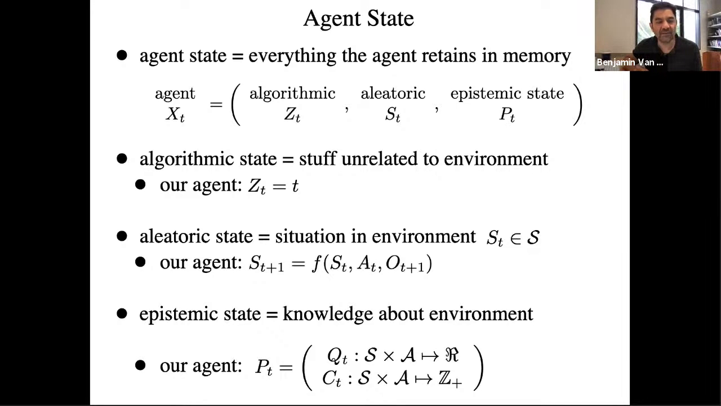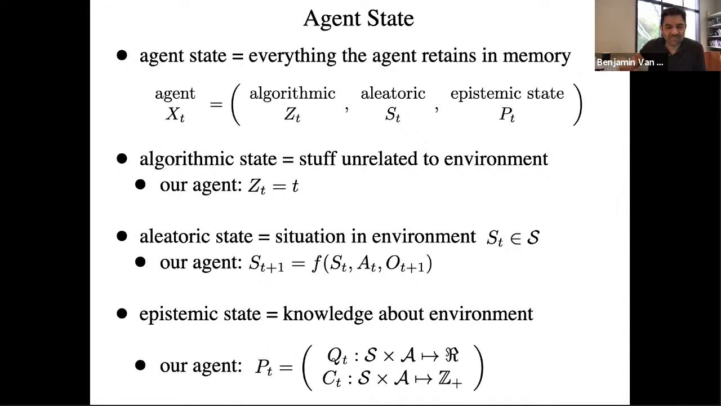Yeah, when I define the agent, you'll see how QT and CT are updated, right? QT and CT will be updated based on the aleatoric state and the observation, right? So they will be different functions at different moments of time. Correct. Okay, that's clear now. Correct, yes, correct. Thank you. So here I'm just defining the domain and range. Yes, great, thank you. All right.